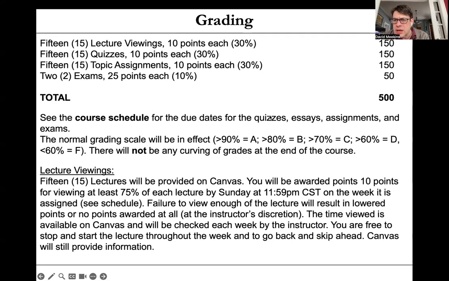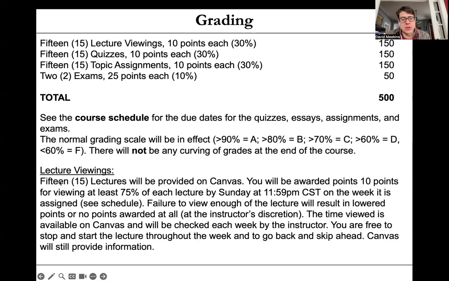Is that adding up right? Yeah, I think so. Anyway, the grading system's a normal grading system. Above a 90 is an A, above an 80 is a B, above a 70 is a C, above a 60 is a D, and below that is an F. I have no plans on curving this course. It's very easy to get an A in this course as long as you keep up with the work.